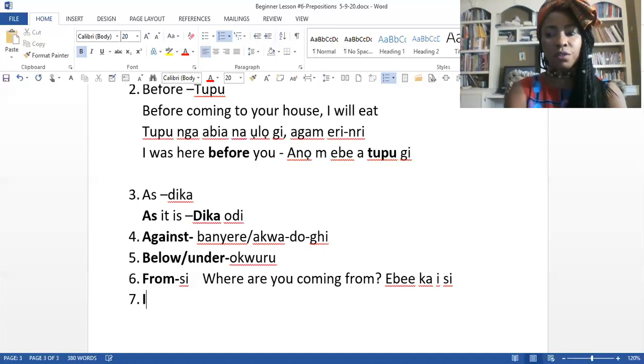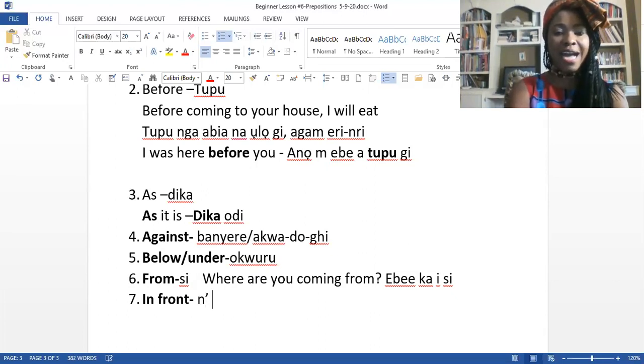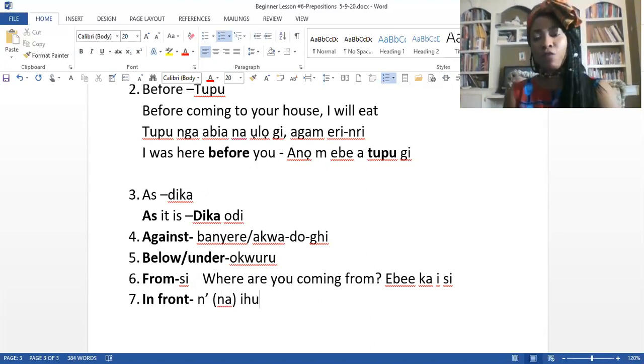Okay, now we have another word. In front. In front means n'ihu. The sentence as na. Don't get confused. Na ihu. It means in front. Some dialects say na iru, but the Central Igbo is na ihu. Okay, na ihu.